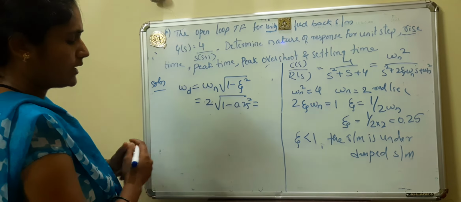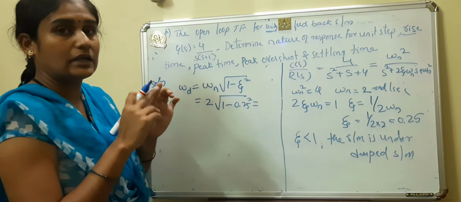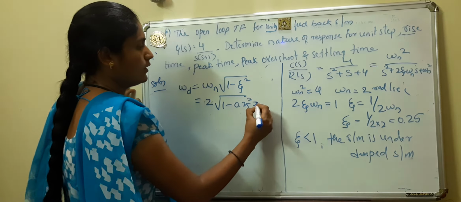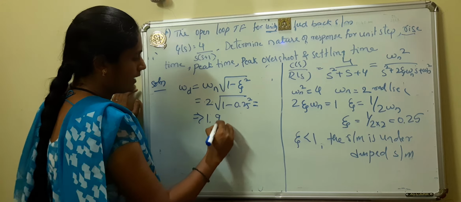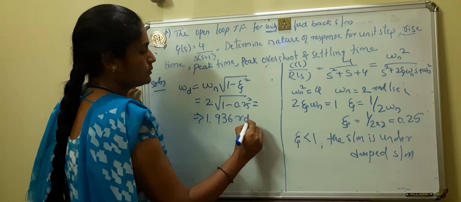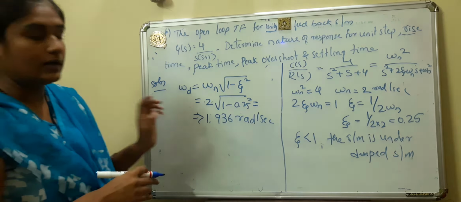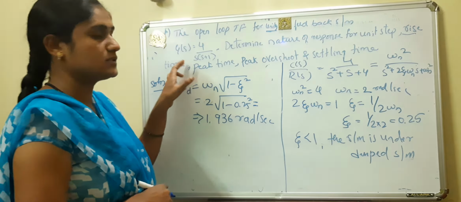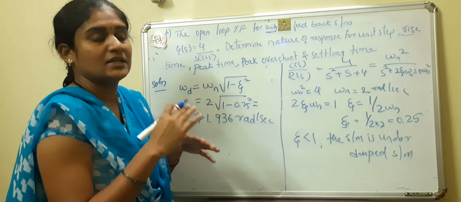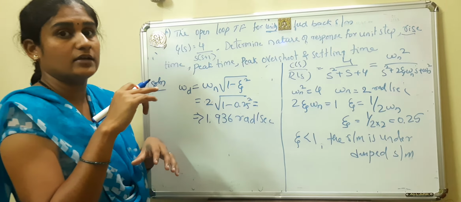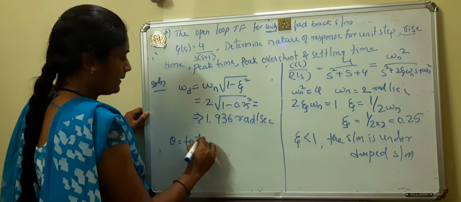What is this value? Omega d is, we have to keep the calculator in terms of radians. Okay, we have to keep. By simplifying this one, we will get 1.936 radians per second. Okay, while solving all the problems in this module, we have to keep the calculator in radians.